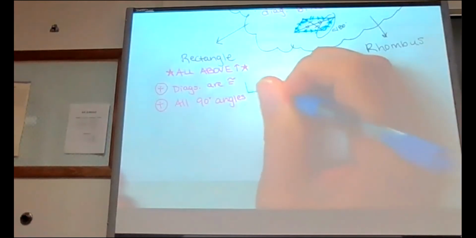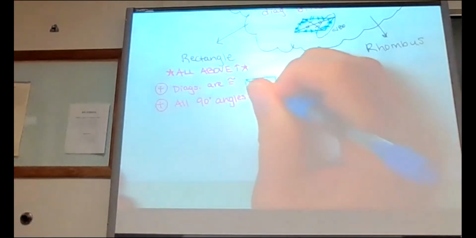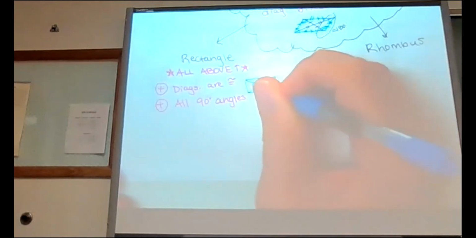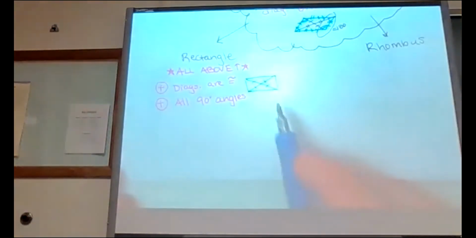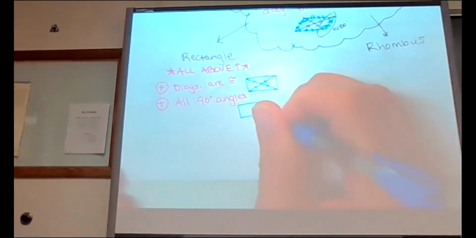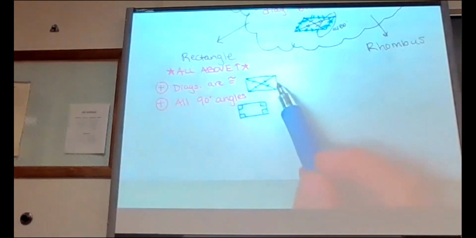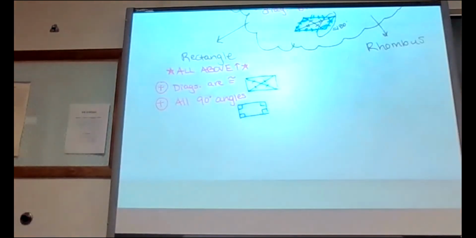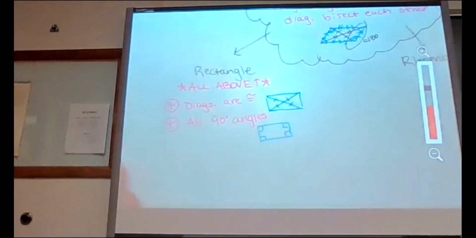I'll just draw my picture over here. So plus our, and I'm only going to show the things that are new. All of our diagonals are the same. I'll just draw another rectangle. And we have 90-degree angles. Okay, so plus these two things. Zoom that in.